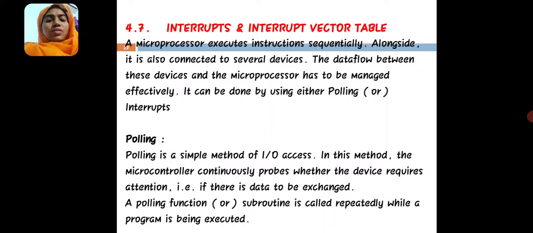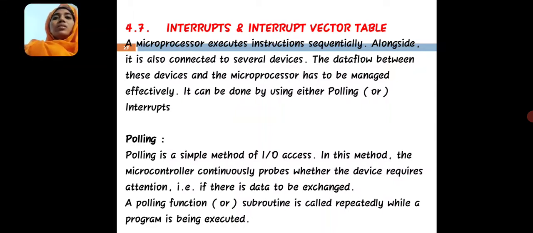In this video lecture, I am going to explain what an interrupt vector table is. A microprocessor executes instructions sequentially, so the main program is executed. Alongside it, the processor is also connected to several devices, right?